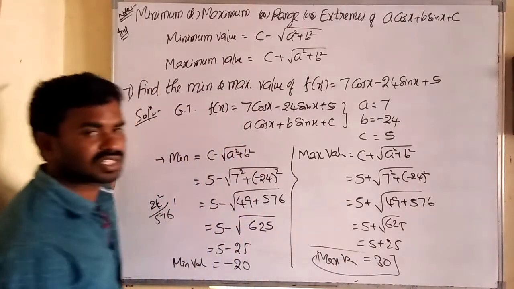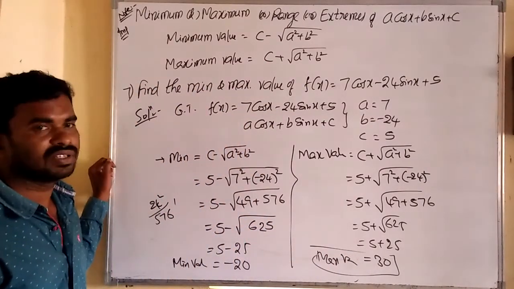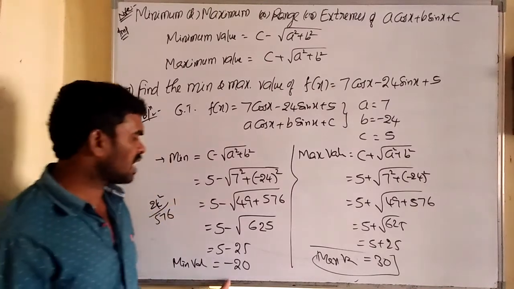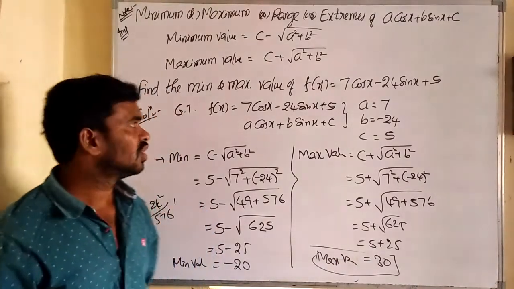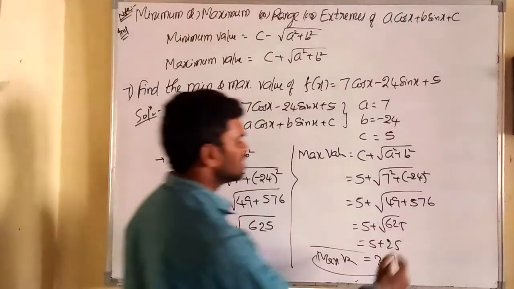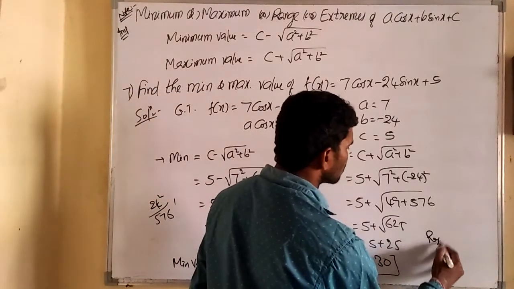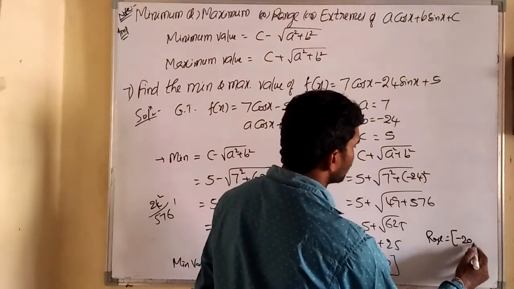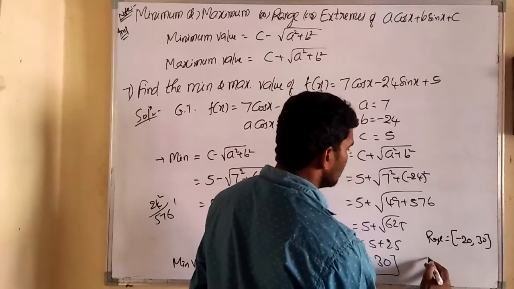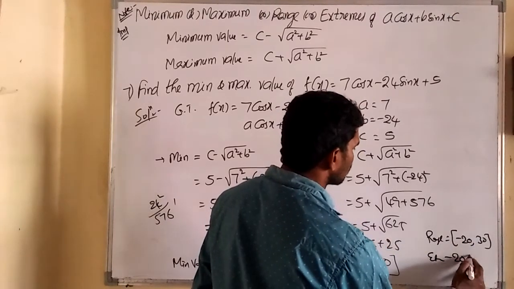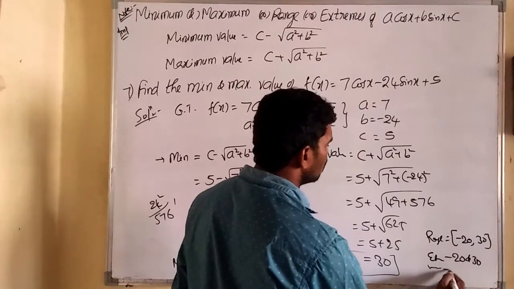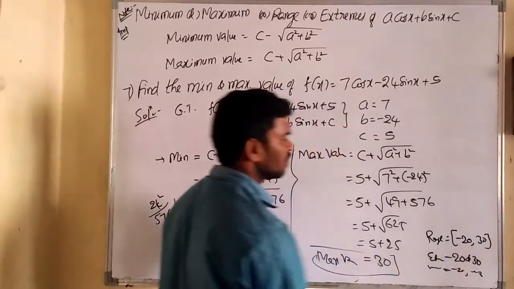These are the answers, minimum value and maximum value. Okay. What are the extreme values? Minus 20 and 30 are the extreme values. What is range? If you ask range, it means minus 20 to 30 closed interval. Extreme values means minus 20 and 30. Minimum value minus 20. Maximum value 30. Okay.